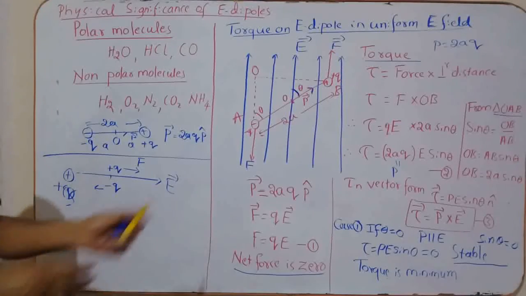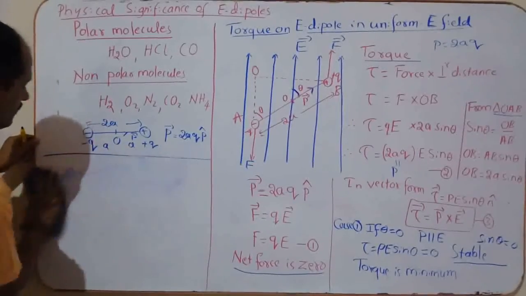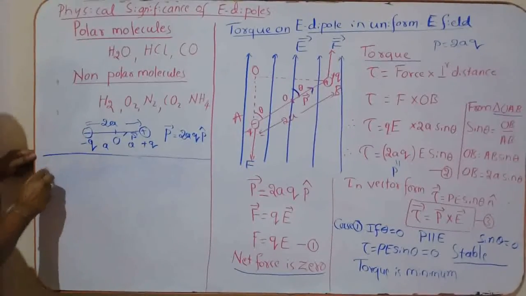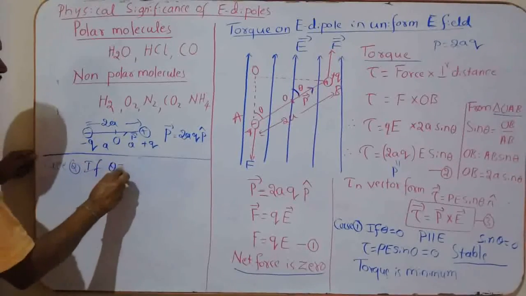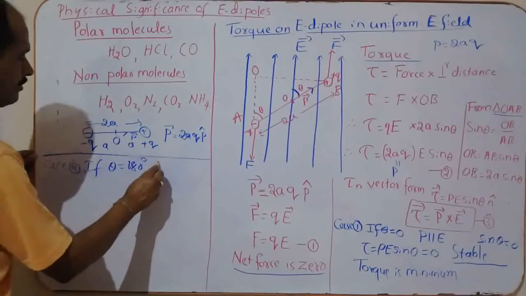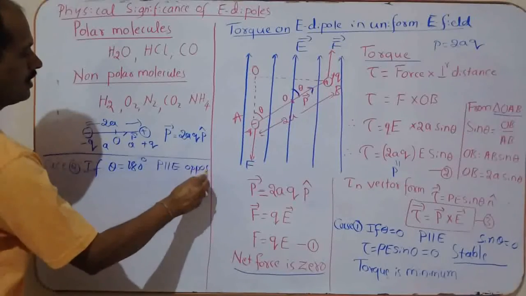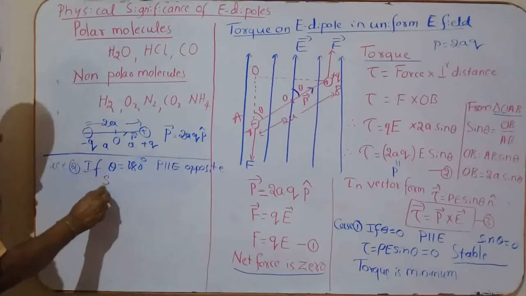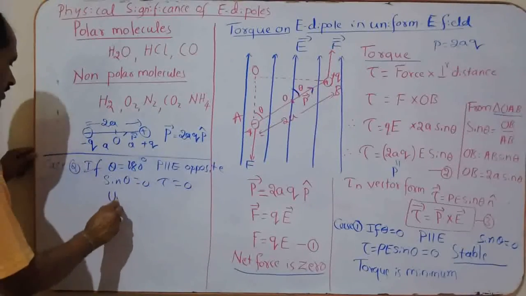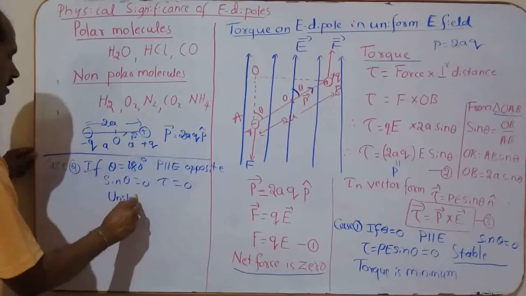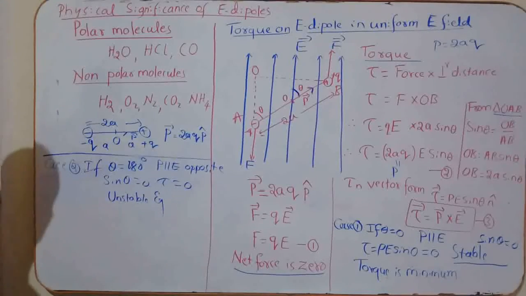Now there are two other cases I want to explain here. Case 2: if theta is equal to 180 degrees, P is parallel to E but in the opposite direction. Here also sin theta is equal to 0 and torque is equal to 0. But such a position is said to be unstable equilibrium.